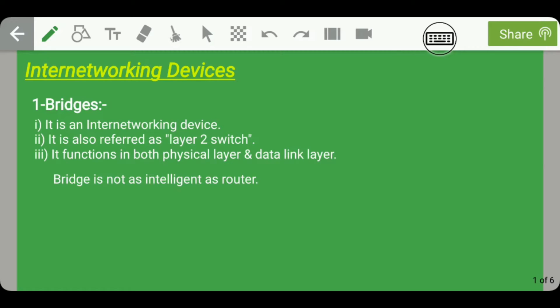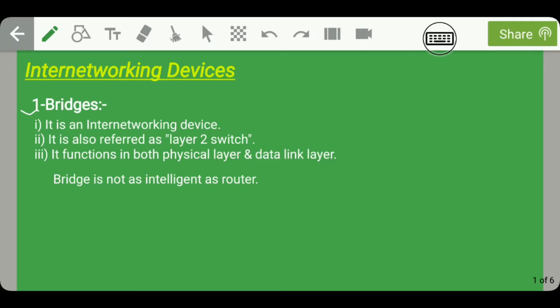Hello guys, so welcome to the 7th lecture of ICT for GS for IES. So till now we have studied about networking devices like hub, repeater and switch. So guys, in this lecture we will be discussing about some inter-networking devices. So the first inter-networking device about which we will be studying is bridges.